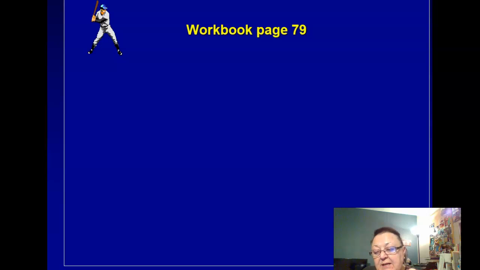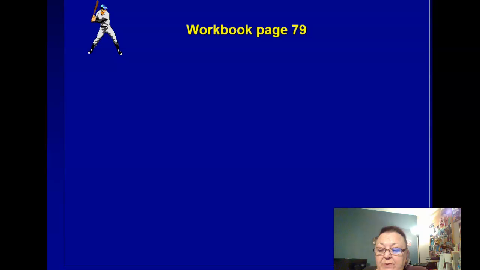Number 1, the Centerville Tigers play or plays the Jefferson Bears. So the Centerville Tigers is going to be our main word, or the subject of the sentence. So underline that one time.